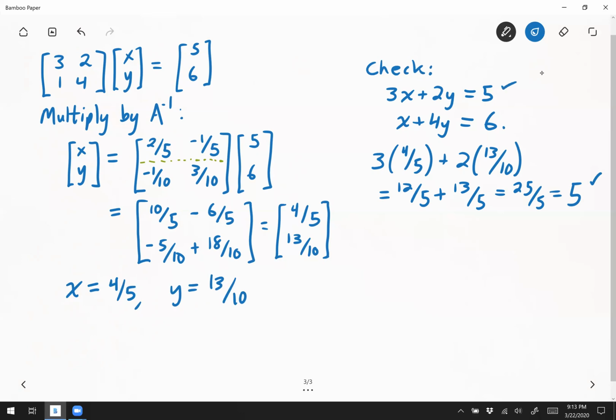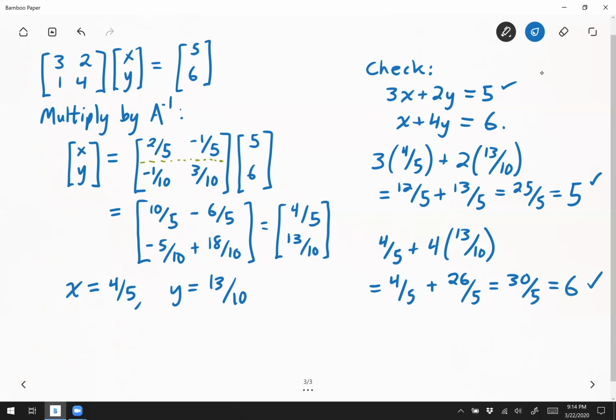With our second equation, we want to check 4/5 plus 4 times 13/10. Before we multiply this out, we can reduce the 4 and the 10 to a 2 and a 5. So we'll have 26/5, which gives us 30/5, which is equal to 6. Excellent, that checks out with our other equation. So we can be pretty confident we've correctly solved the system of equations.